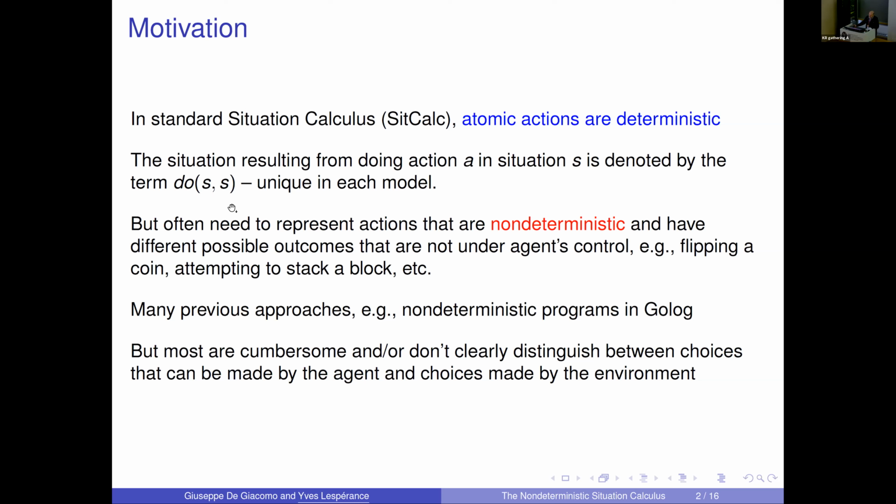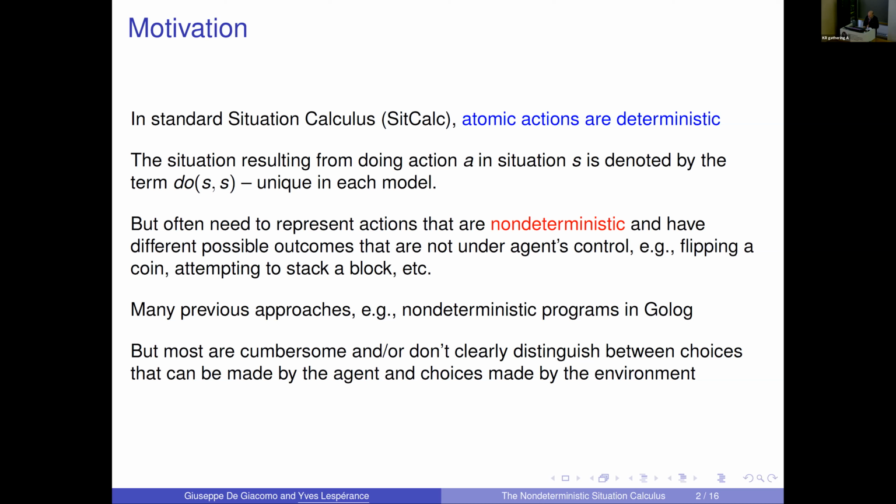But of course, there are many applications where actions have more than one possible outcome. So we want to accommodate these kinds of non-deterministic actions. Examples are flipping a coin, or trying to stack a block where the block may fall down on the table, or the action may be successful.